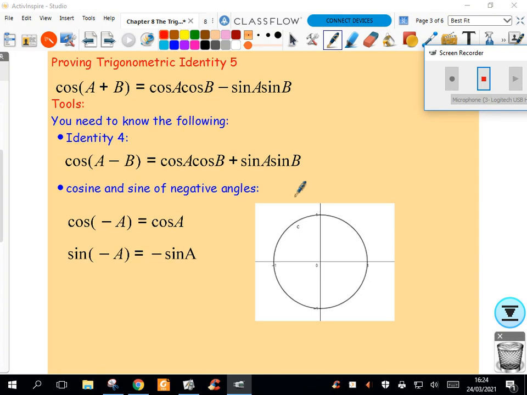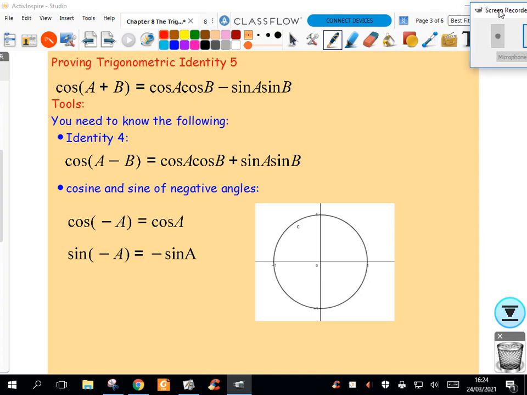Okay, so in this class I want to look at proving trigonometric identities number 5 and 6. Really straightforward. Identity number 5 is this. It's a compound angle identity, and it says the cosine of the sum of two angles is equal to cosine of the first angle times cosine of the second, subtract sine of the first times sine of the second.